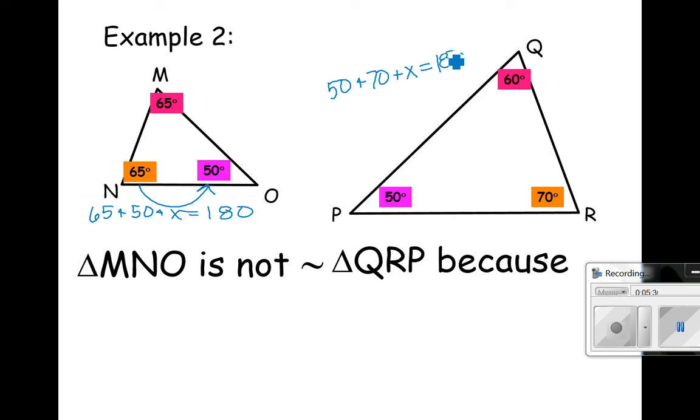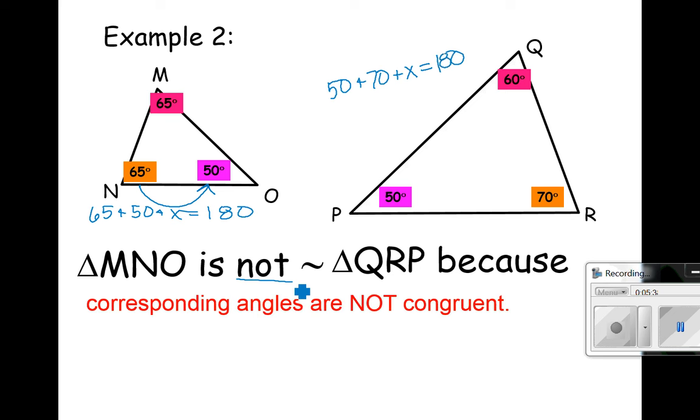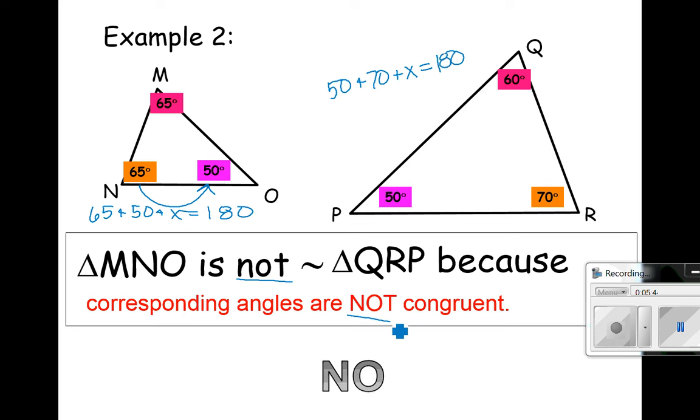So our answer: triangle MNO is not similar to triangle QRP because corresponding angles are not congruent. So that's going to be our answer if it's a no. That's what we'll fill in to write a statement determining if these two triangles are similar.